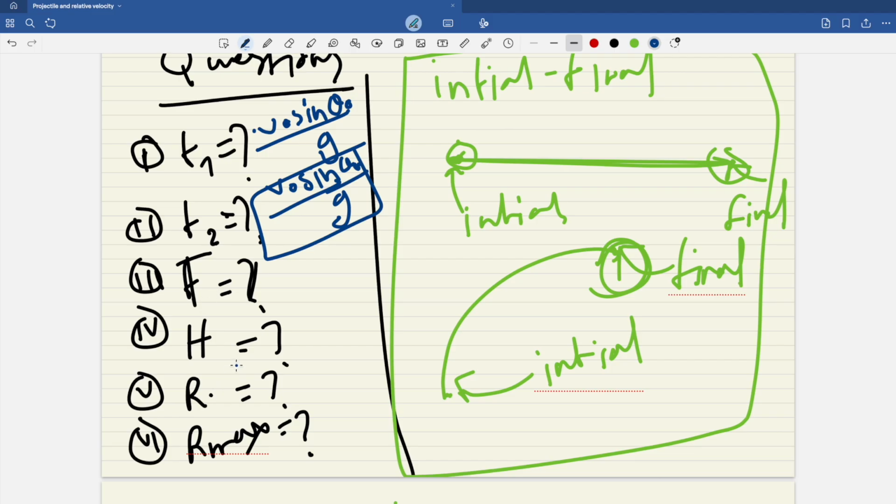Now what is time of flight? The time of flight is the sum of these two. So it turns out to be 2 V naught sine theta naught divided by g. Right? Now we are left with these three questions: maximum height, horizontal range, maximum horizontal range.